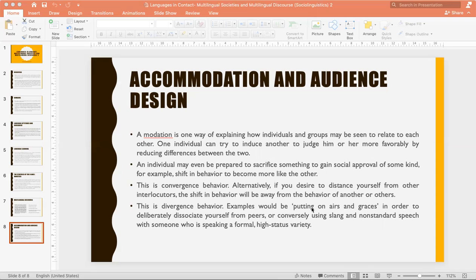This is convergence behavior. This is divergence behavior. So we have two kinds of behavior here. Divergence behavior is when you desire to distance yourself from other interlocutors, and the shift in behavior will be away from the behavior of the other or others. And then an individual may even be prepared to sacrifice something to gain social approval of some kind, for example, shifting behavior to become more like the other. It's called convergence.